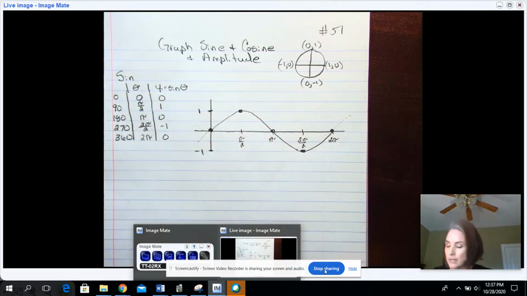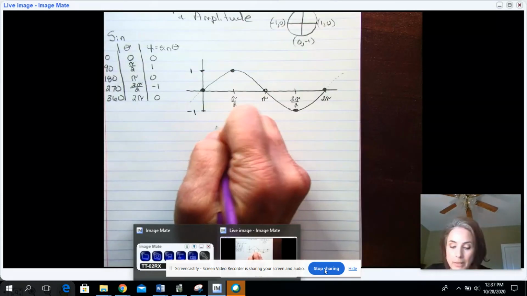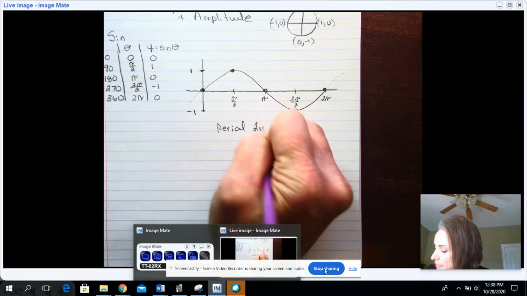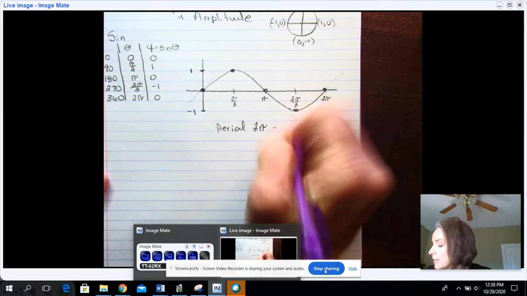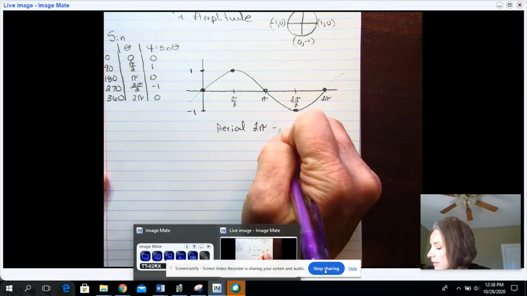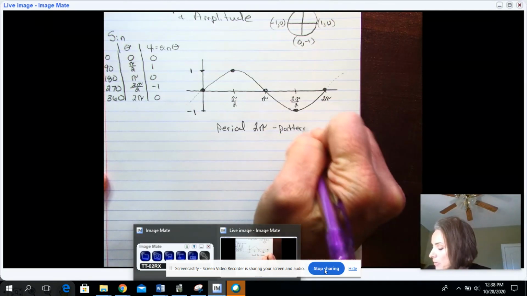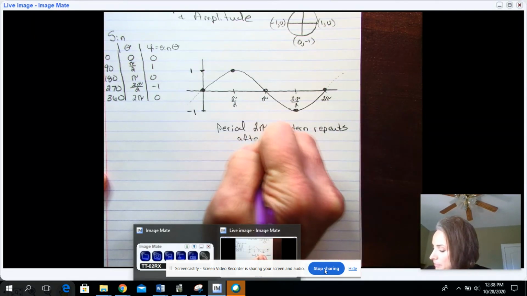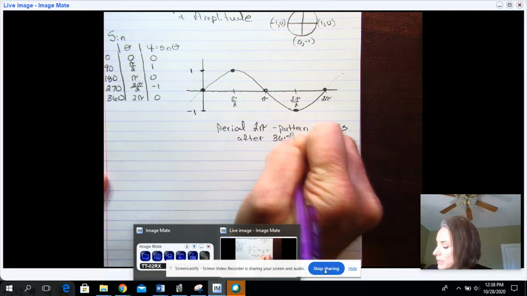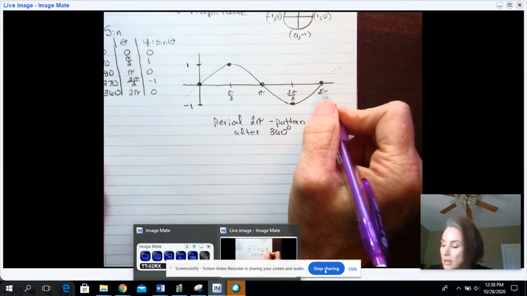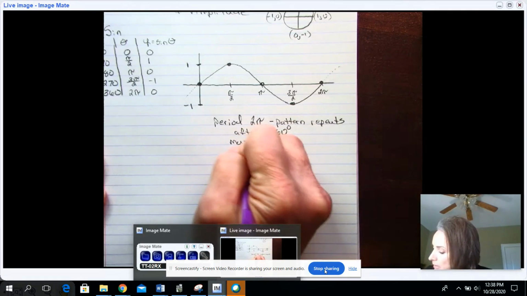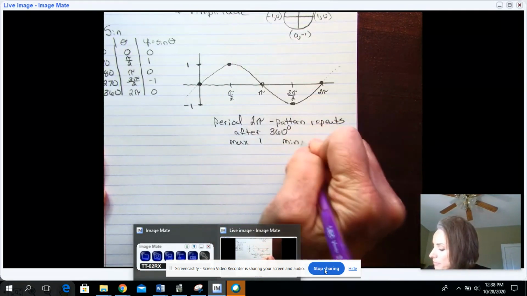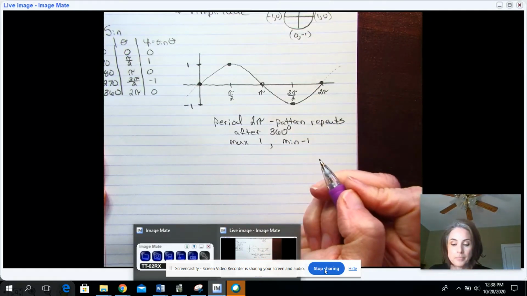So you'll understand that. The period is 2 pi. So then the pattern repeats after 360 degrees. So then it would continue the snake pattern again. Here, the maximum on this one is 1. That's the highest it's going to go, and the minimum is negative 1.